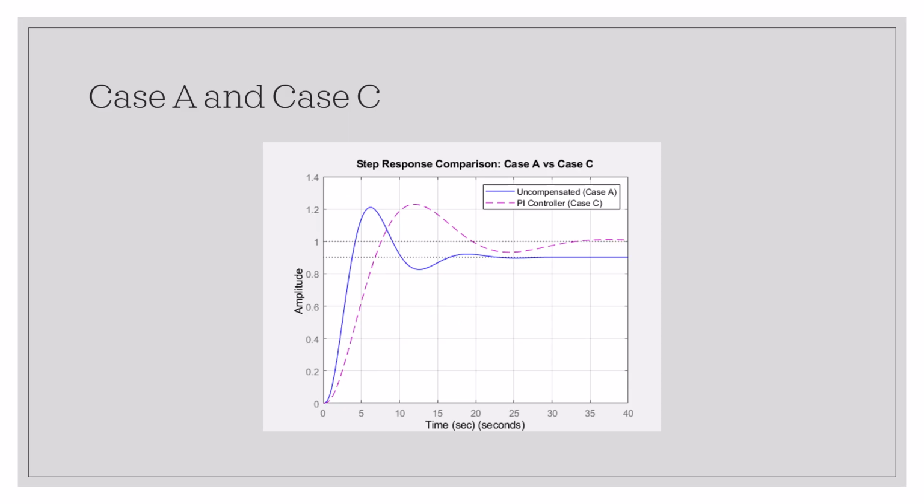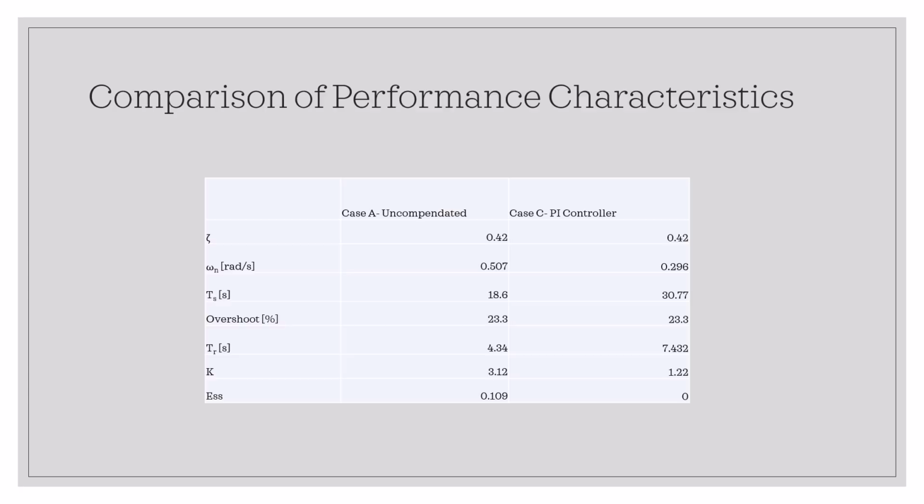Once again, I plotted the two, case A and case C, on the same plot. Here I added a table to show that our error did go from 0.109 in case A to 0 by adding the PI.